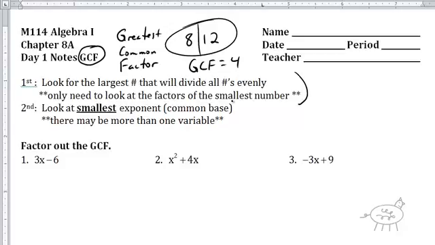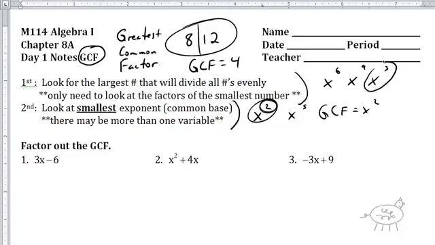And the second part here, math fans, is look at the smallest exponent of the common base. So in other words, if I have x squared and I have x to the 5th power, this is the smallest exponent. So my greatest common factor for this one would be x squared. I look for the smallest exponent. So if I had x to the 6th, x to the 9th, and x to the 3rd, my greatest common factor would be x to the 3rd. It's the smallest exponent with the same base. So it's got to have an x. They all have to have x's in order for this to work.